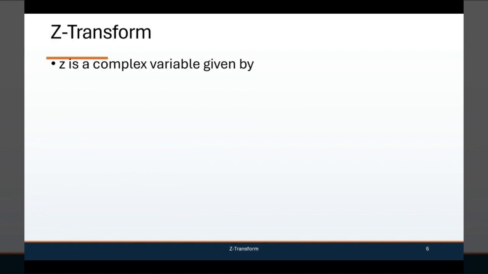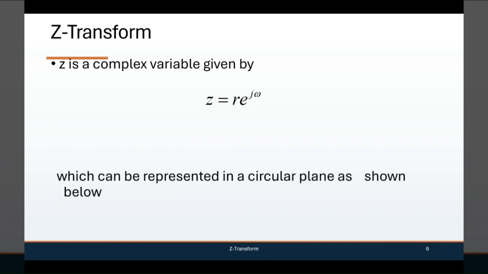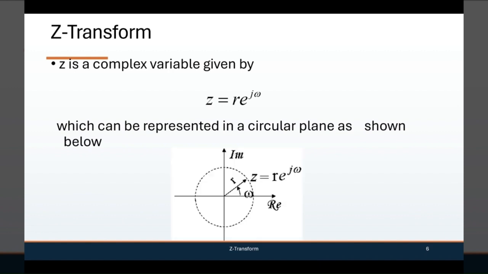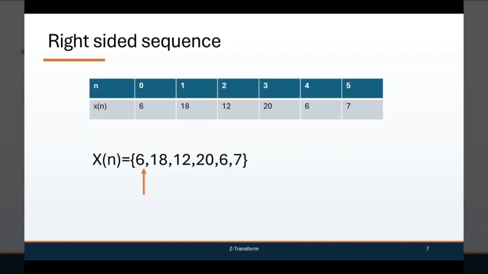Coming on to the Z transform, it is a complex variable, given by Z equals r e power j omega. While representing it pictorially, it is represented in a circular plane, where the x-axis represents the real part and the y-axis represents the imaginary part. Omega is the angular frequency, r is the radius here.